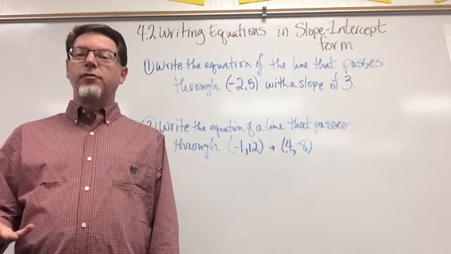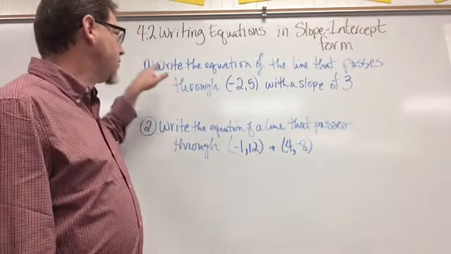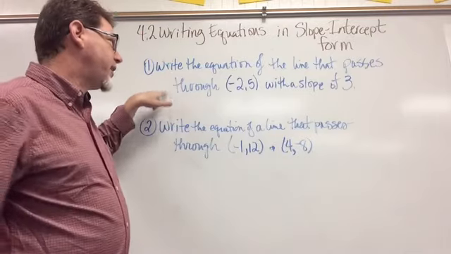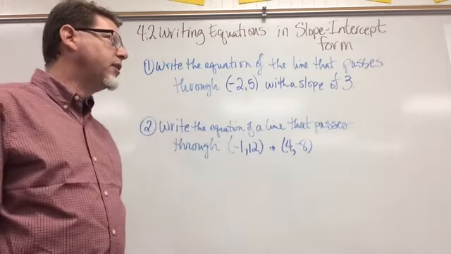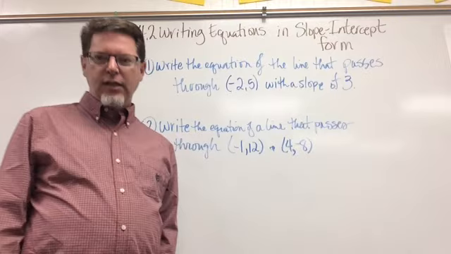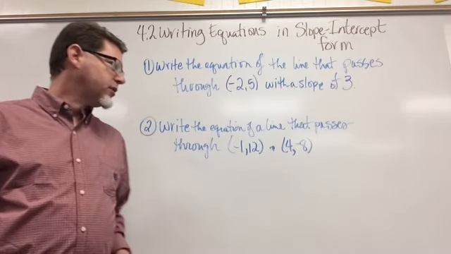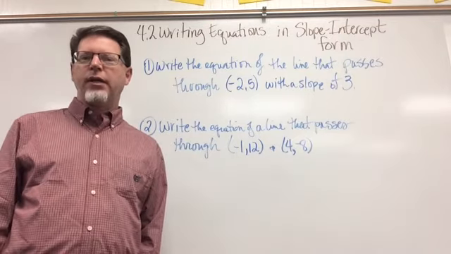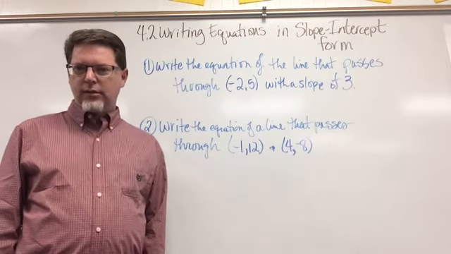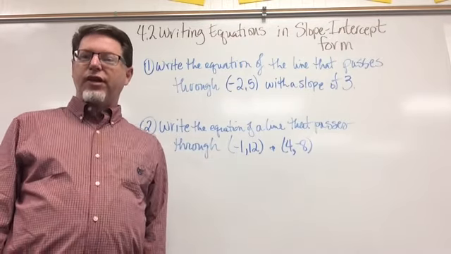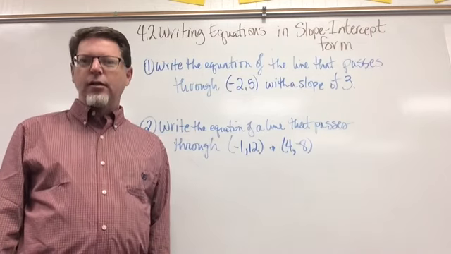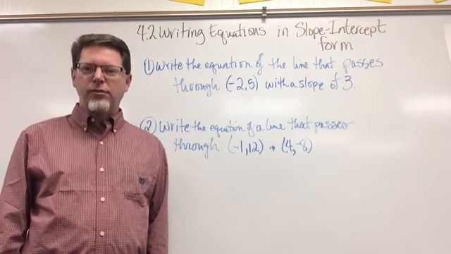Well, here are your practice problems for this video. The first one says write the equation of the line that passes through (-2, 5) with a slope of 3. The second one says write the equation of a line that passes through (-1, 12) and (4, -8). Figure out what you're supposed to figure out, and then come up with the equation of the line for each of these problems.